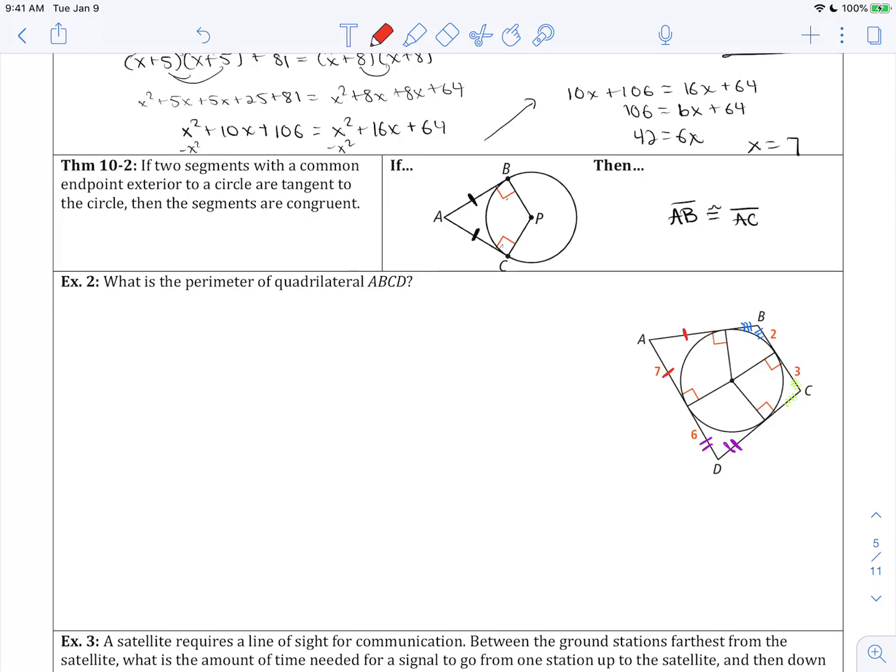So if this is 7, I know this section here is 7. This is 6. Here we have 3 and 2, right? So what is the perimeter? We'd add up all these things. So the perimeter of this quadrilateral is going to be 2 times 7 plus 2 times 2 plus 2 times 3 plus 2 times 6, since there's 2 of each of those sections. If I calculate all that, I get that the perimeter is 36 units, right?